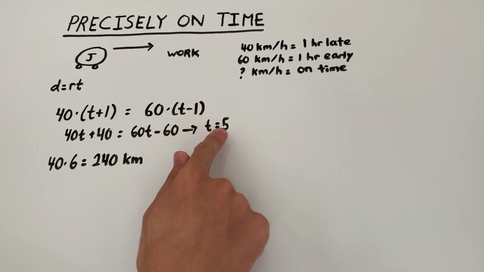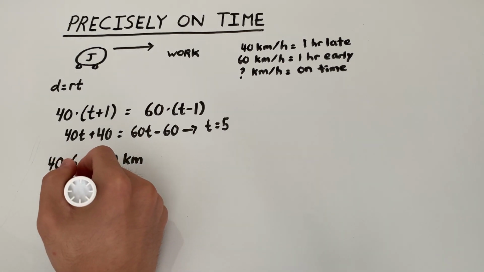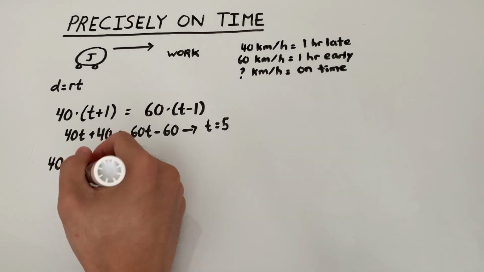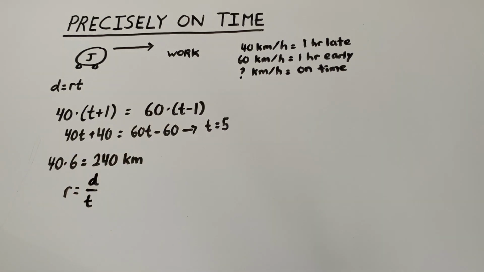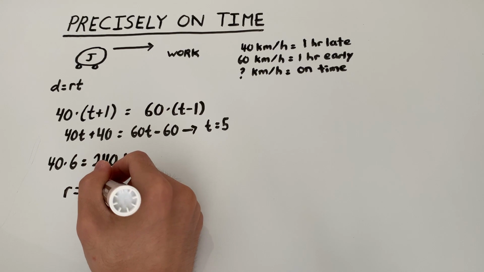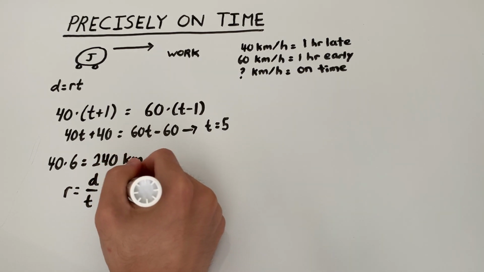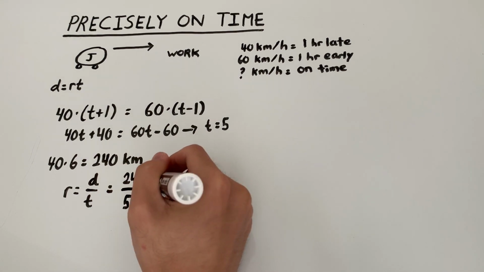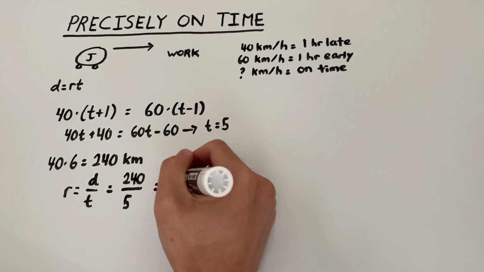So now that we have a time and we have a distance, now we can find the rate at which Jack should drive. The rate is just equal to the distance divided by the time, which is just 240 divided by 5, which gives 48 kilometers per hour.